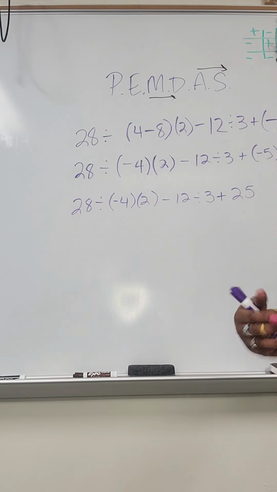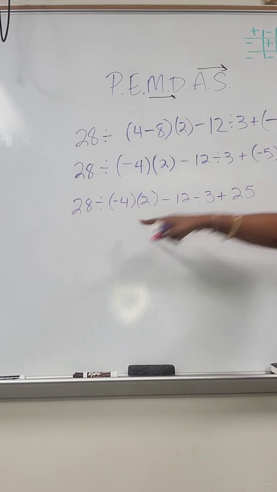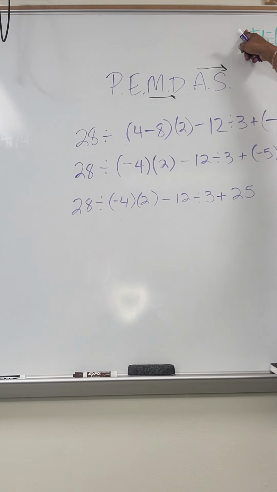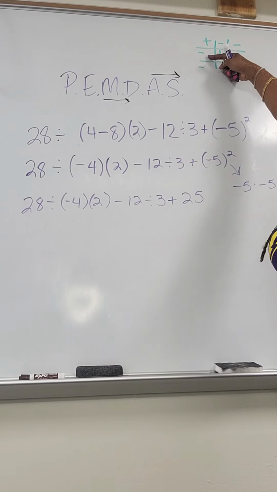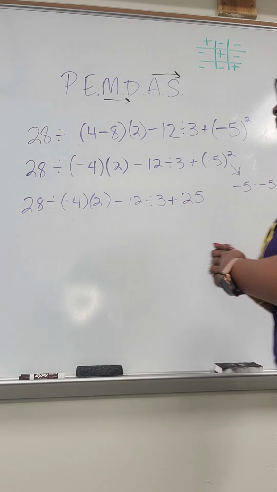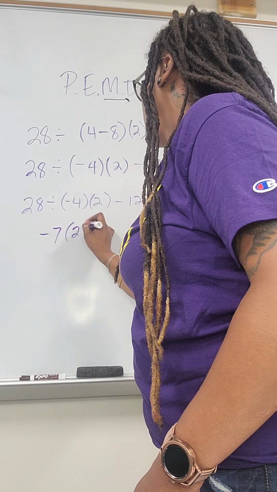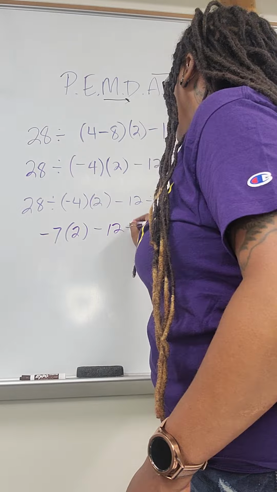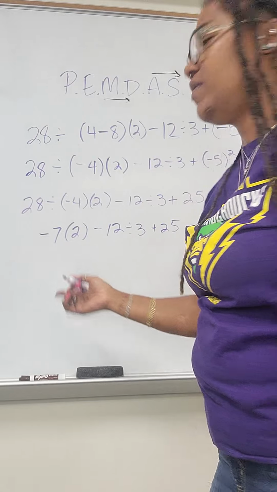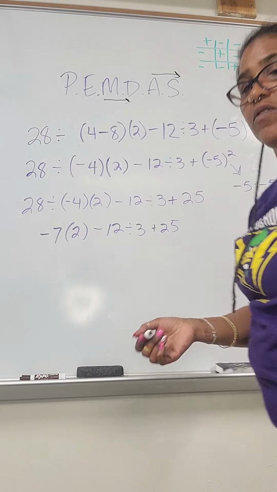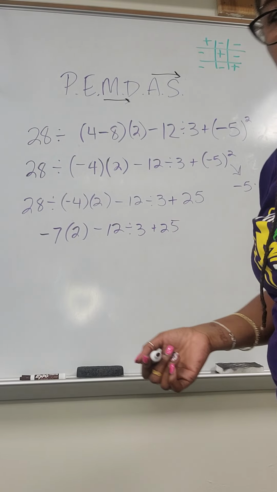28 divided by 4. So how many times does 4 fit into 28? 28 is positive, 4 is negative. So a positive divided by a negative is going to be a negative value. So I have -7. Now bring everything else down, times 2, minus 12 divided by 3 plus 25. Now if you want to keep your -7 in parentheses, you can. You do not have to. Again, we know the parentheses were only holding something, okay?